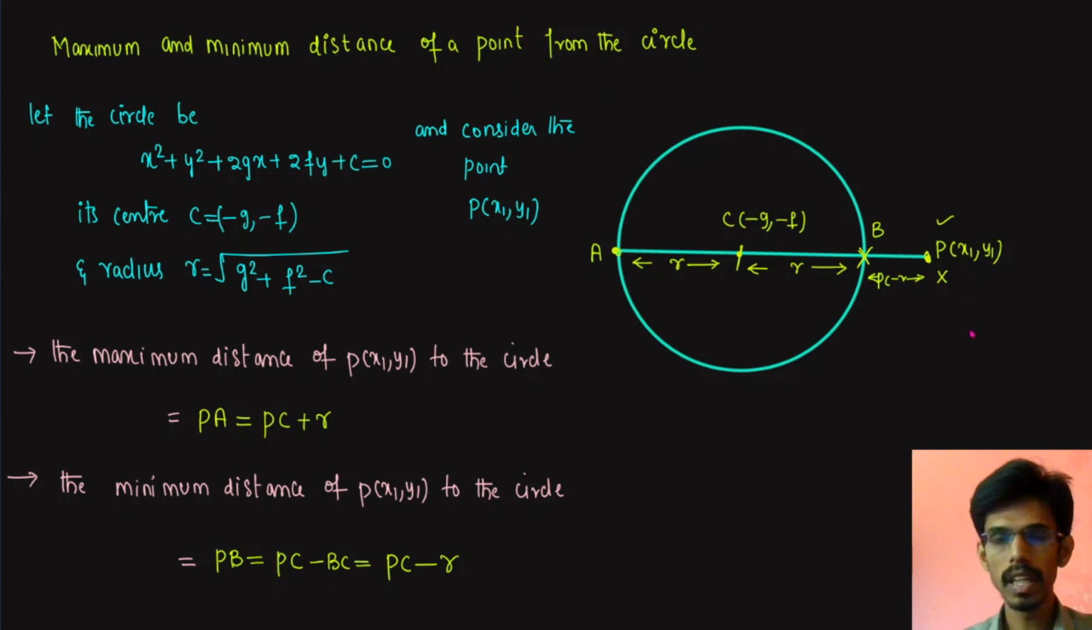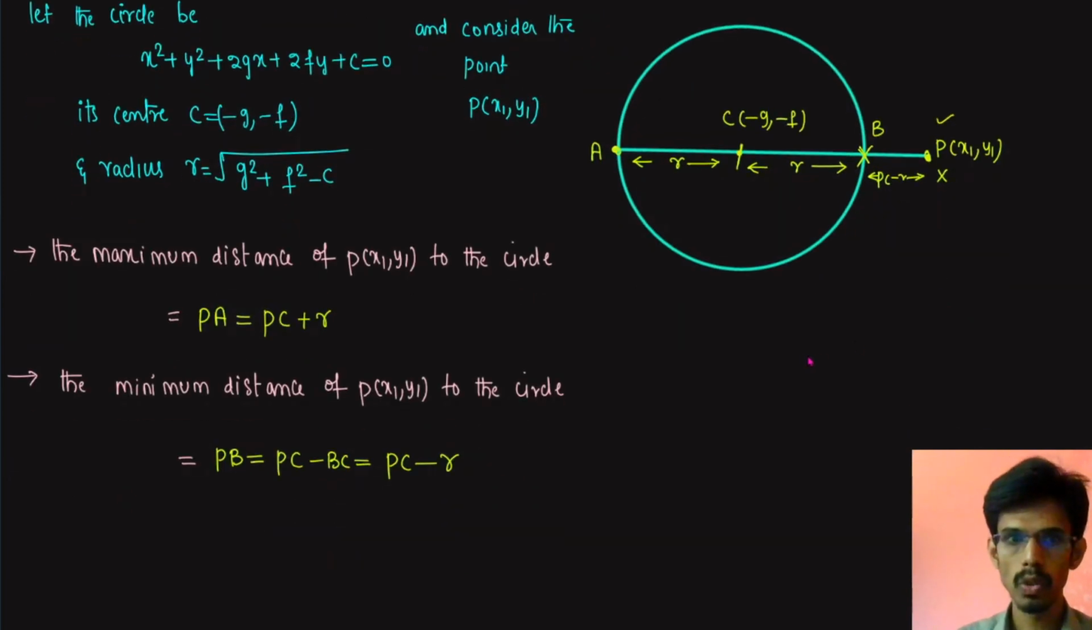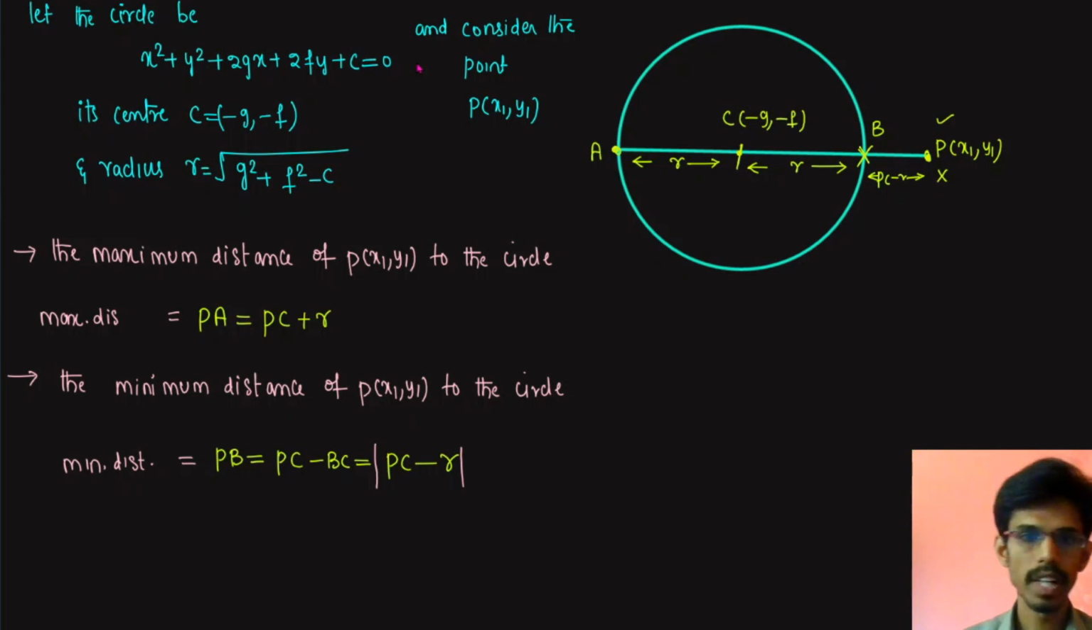This point can be anywhere on the positive x-axis or negative x-axis. That's why I'm taking mod here. Mod of PC minus R will be the minimum distance. So remember these two as the formulas: this is max distance, this is min distance. Always relate the point with the center.